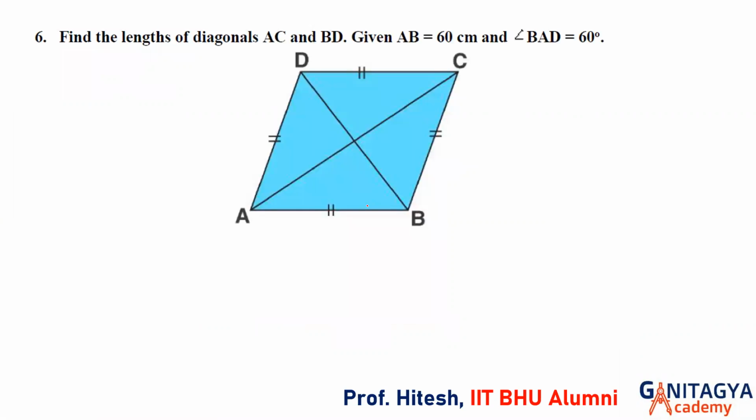Let's see, the next question is find the lengths of diagonal AC and BD. Lengths of AC and BD we have to find. Given AB equal to 60 centimeter and angle BAD is 60 degree. Okay, what else has it said? Look, all sides are equal. So AD is equal to AB is equal to BC equal to DC, right, all sides are equal.